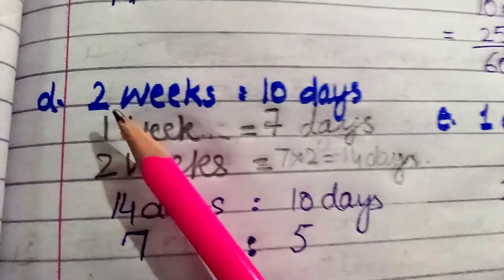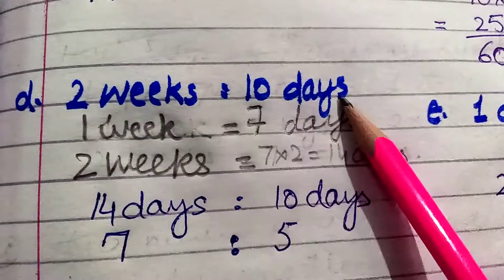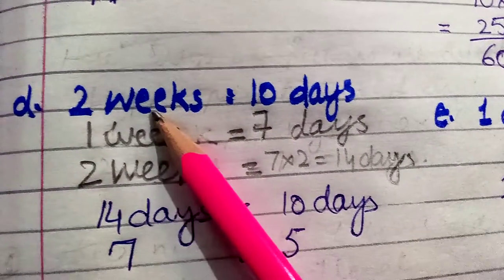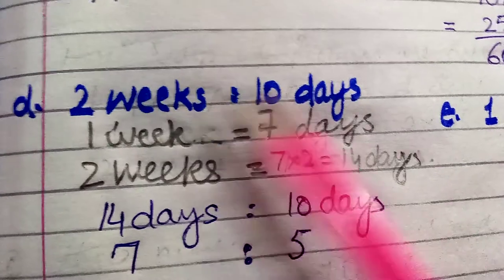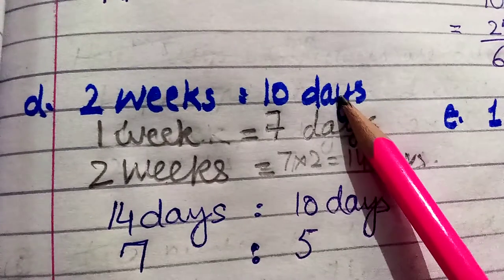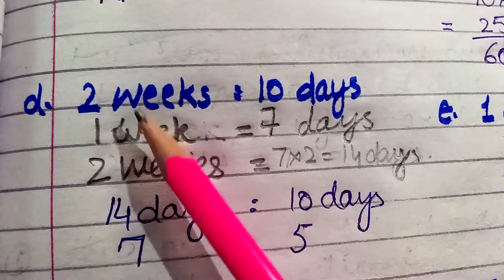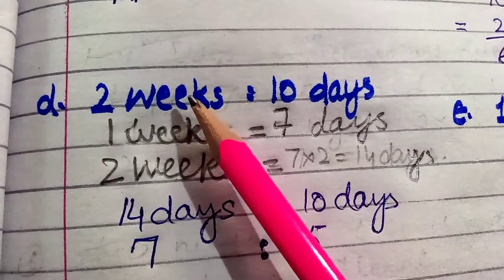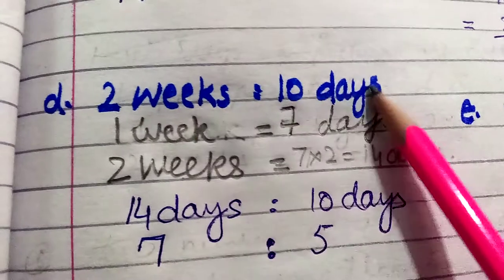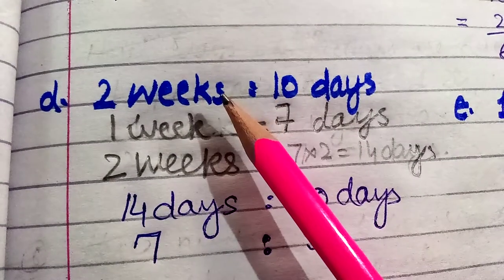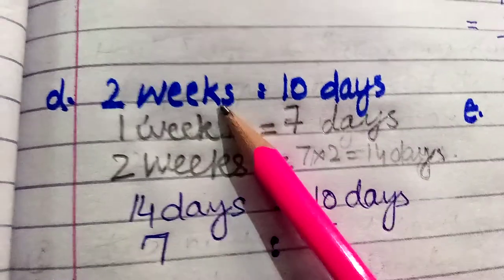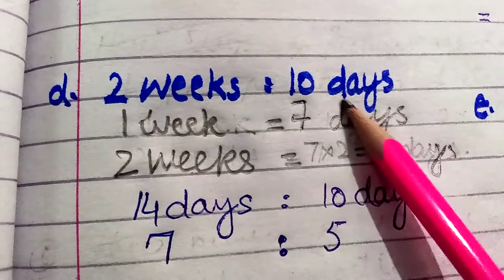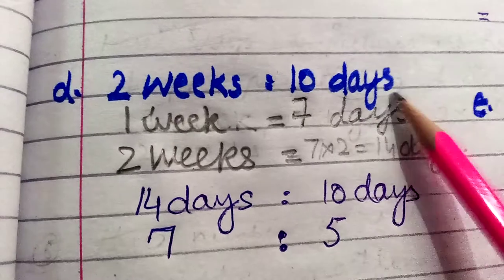This is the D part. 2 weeks ratio 10 days. Okay students, you can see the unit of this ratio is weeks and the other is days. The units are different. First we have to make the units same. This is in weeks and this is in days. We will change the days into weeks.